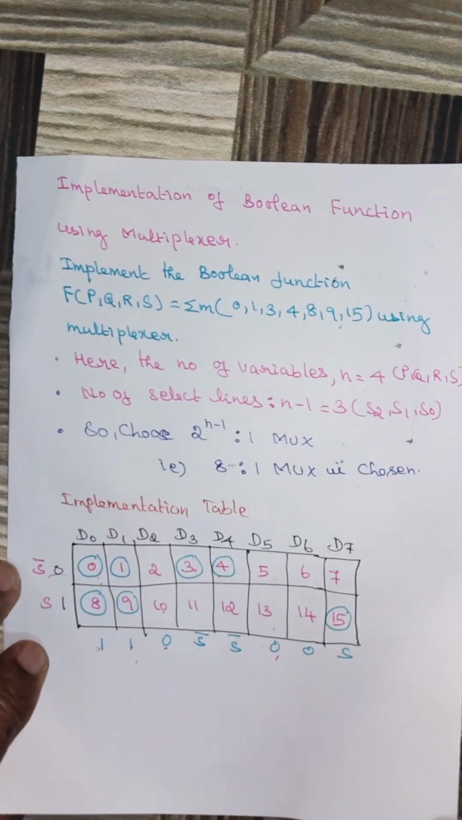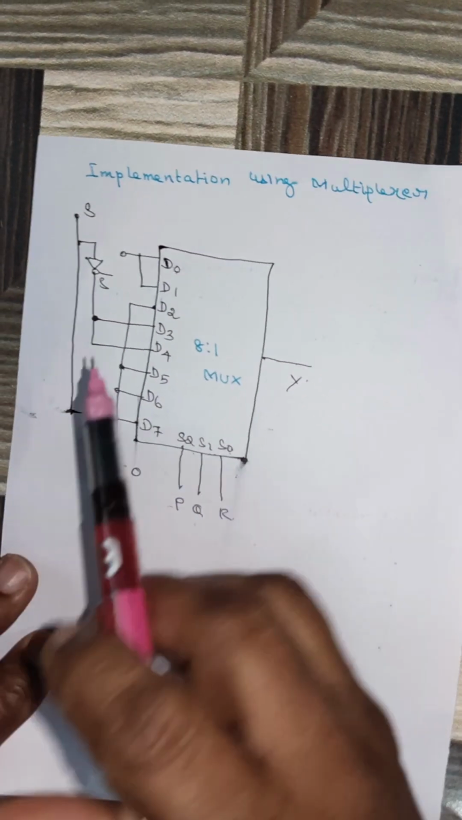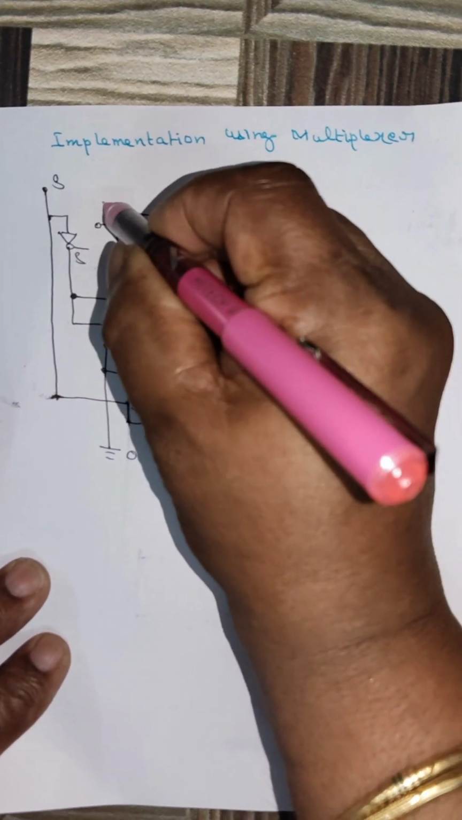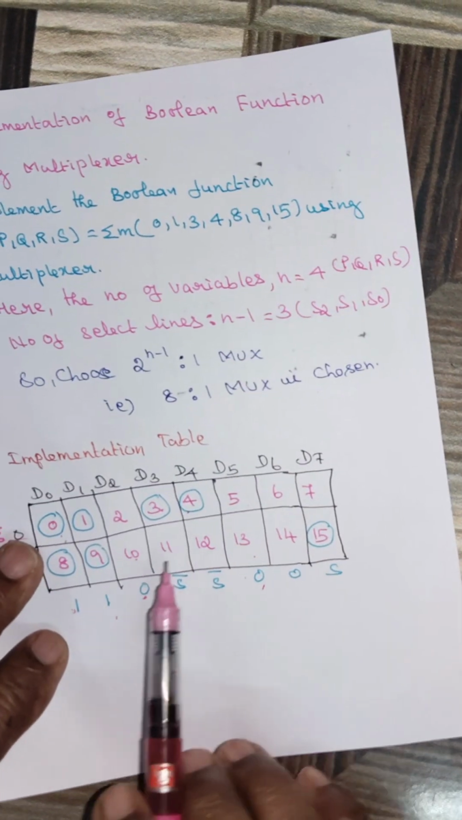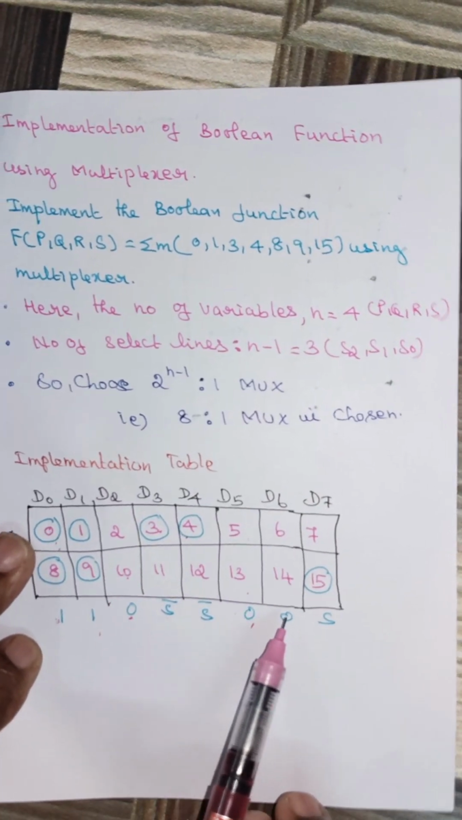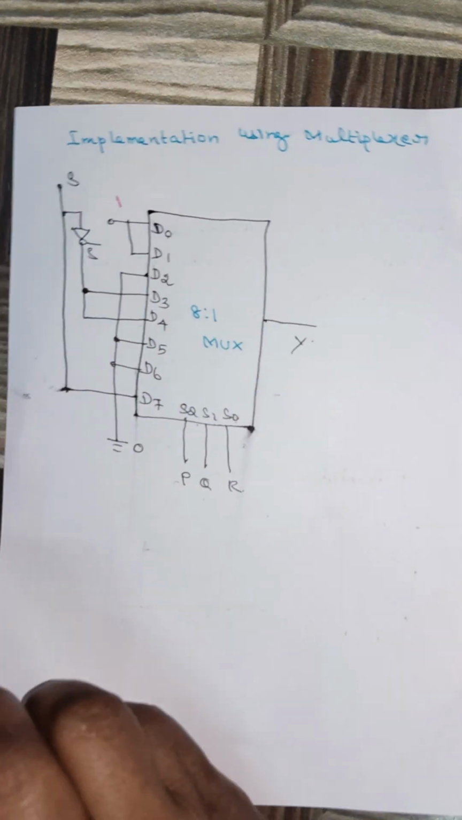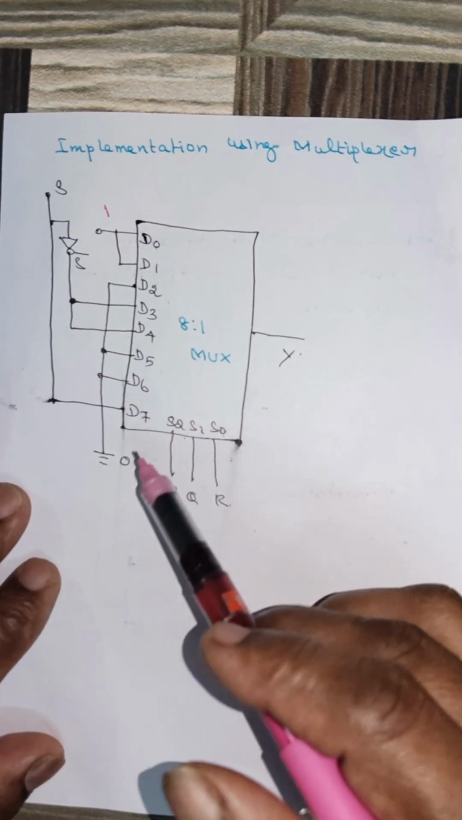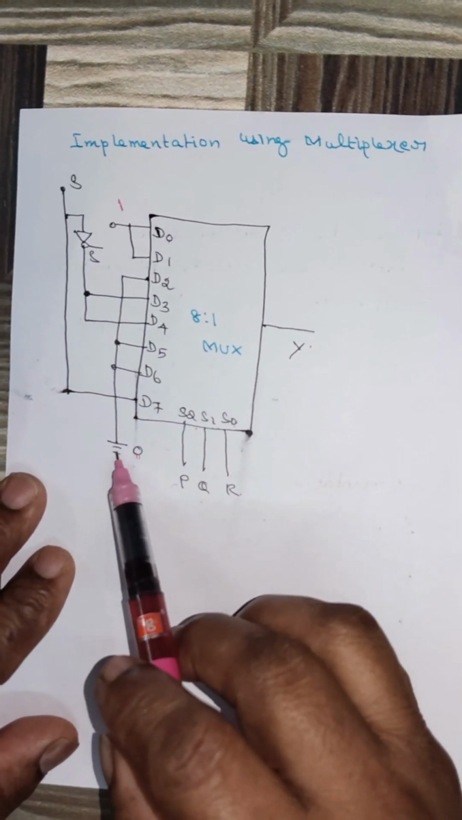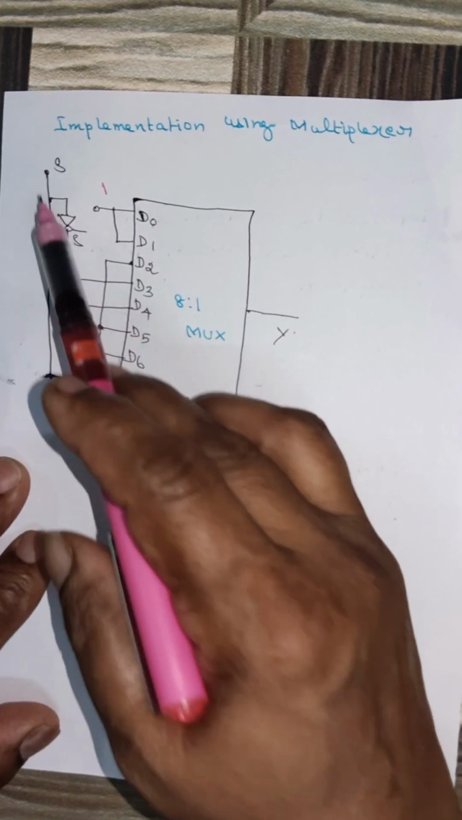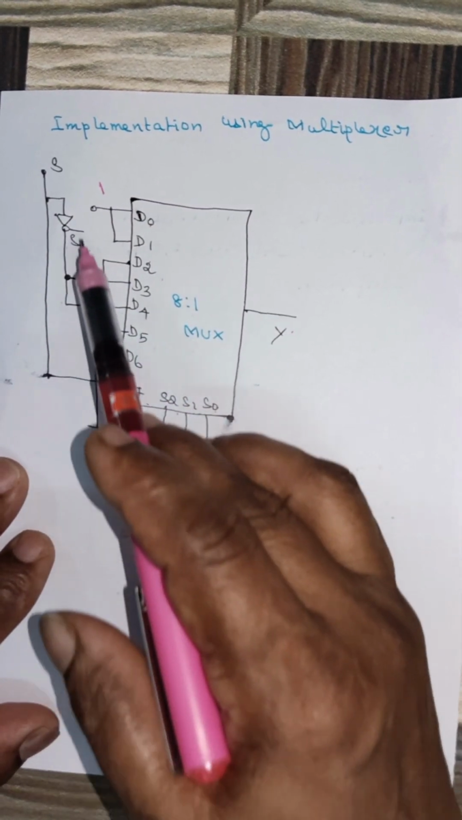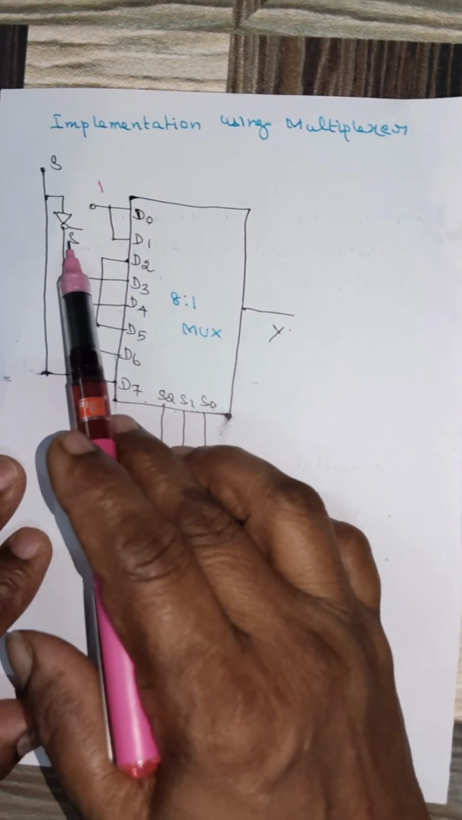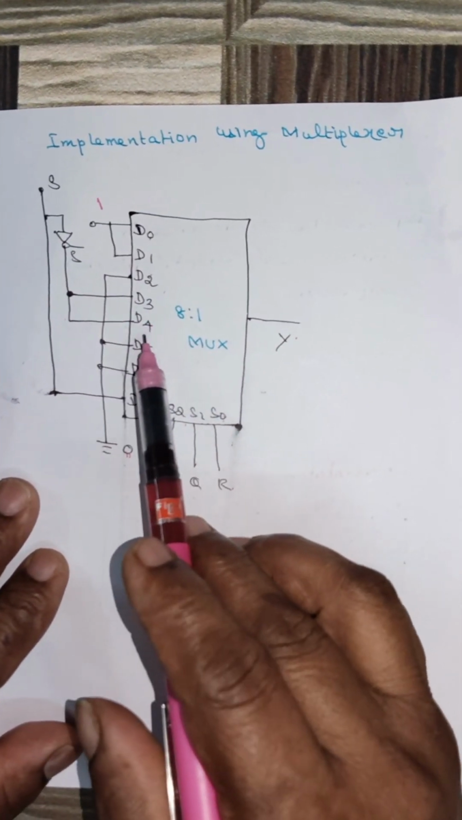You see, in the implementation table, for D0 and D1 we are applying the value 1. So here we apply logic 1 to D0 and D1. Similarly, referring to the implementation table, for D2, D5 and D6 we are applying the value 0, so we connect D2, D6 and D5 to logic 0. The value S is applied to D7 and S bar is applied to D3 and D4. So S is directly connected to D7 and one inverter is connected here. From the output of the inverter, the value S bar is connected to D3 and D4.